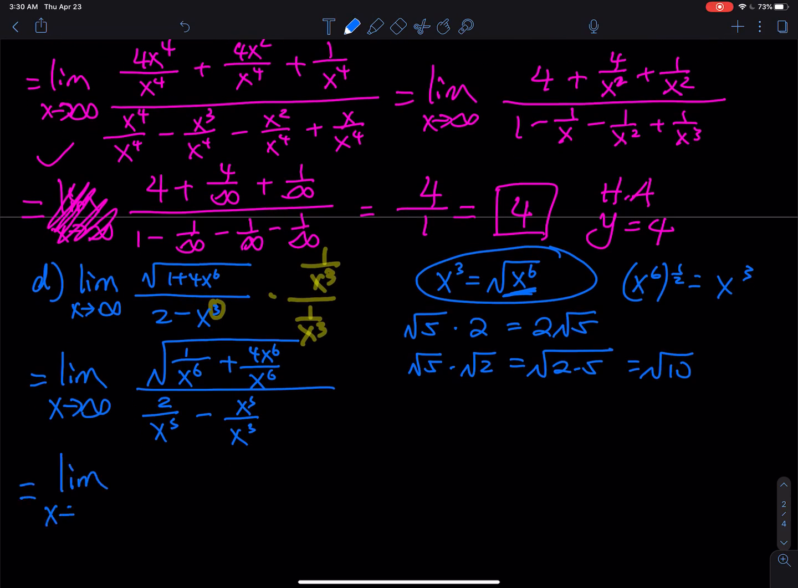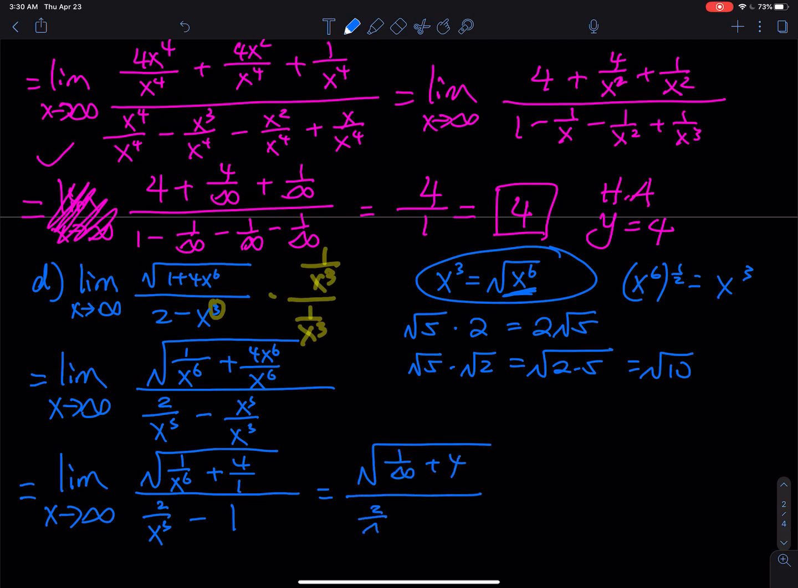And then you have the limit as x approaches infinity of the square root of 1 over x to the 6 plus 4, divided by 2 over x to the third minus 1. So as x goes to infinity, you have the square root of 1 over infinity plus 4, divided by 2 over infinity minus 1. So this will be the square root of 4 divided by -1, so you have -2. Then what is this? This is y equals -2. That is my horizontal asymptote. So that is part D.